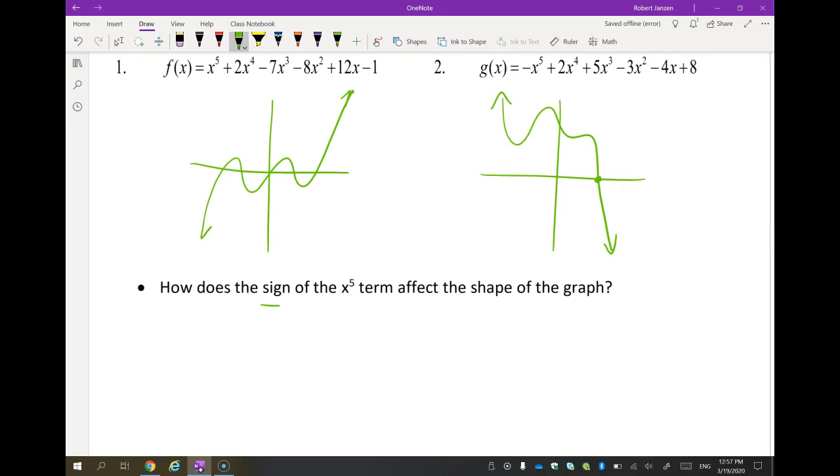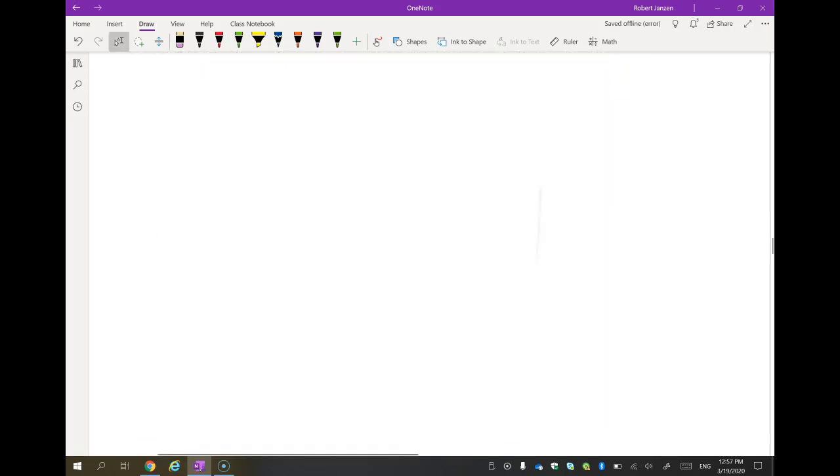Now, how do we know what shape we should draw it? How do we know how many bumps, how many valleys, how many x-intercepts? That's kind of what we're going to be heading with here. We want to be able to do that next. So that'll be the next lesson.